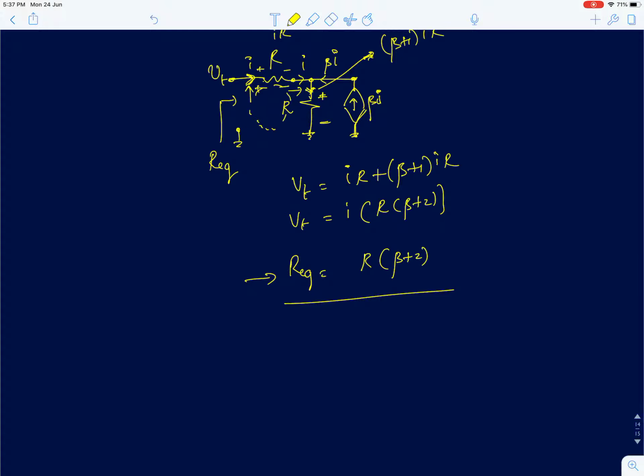Again, this is what happens in what we call bipolar junction transistors. So again, this circuit model is just to introduce you to that concept. Later when we do BJTs, you will be able to connect the dots.